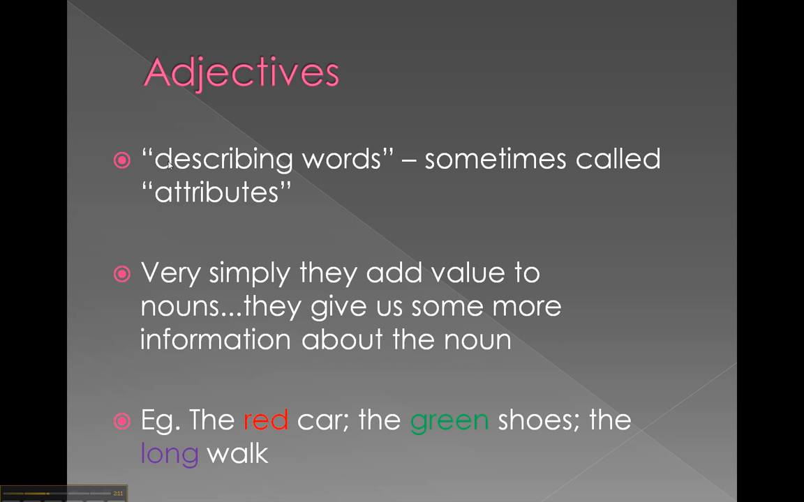Adjectives are known as describing words, and sometimes, again, in a fancy way, they're called attributes. Very simply, as you can see there, they give and add value to nouns, so they give us some more information. So here you can see some examples. Red tells us something about the car, green describes the shoes, and long describes the walk.